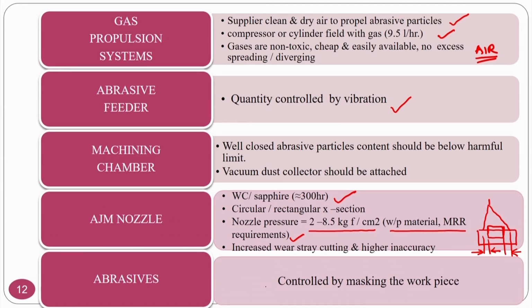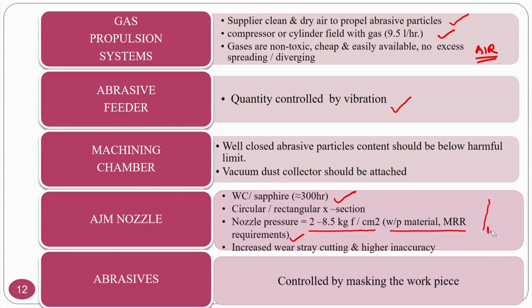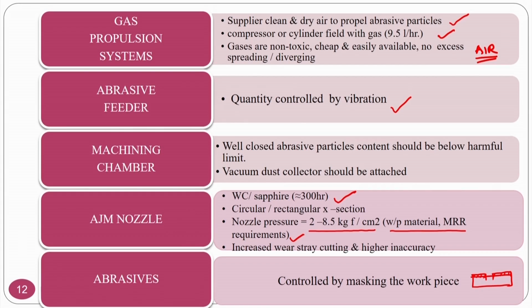So the abrasives are controlled by masking the workpiece. You can control the hole size and other things by masking the workpiece. If I want to control stray cutting, assume I want cutting in this portion only, so you can mask the other portions with another sacrificial material. The required portion is exposed and the abrasives will take away the material in the form of craters or cavities.